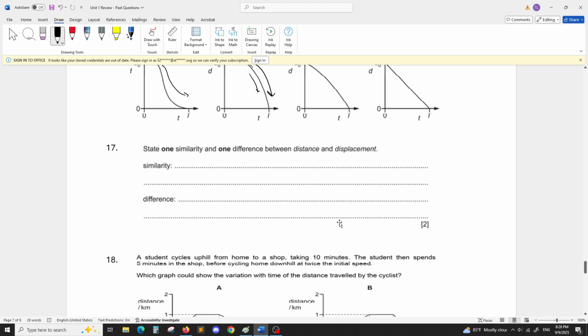State one similarity and one difference between distance and displacement. So one difference that you should always know is that distance is a scalar and displacement is a vector. Okay, so we have the difference and then now we need the similarity. So you can say that the SI units of both are in meters.